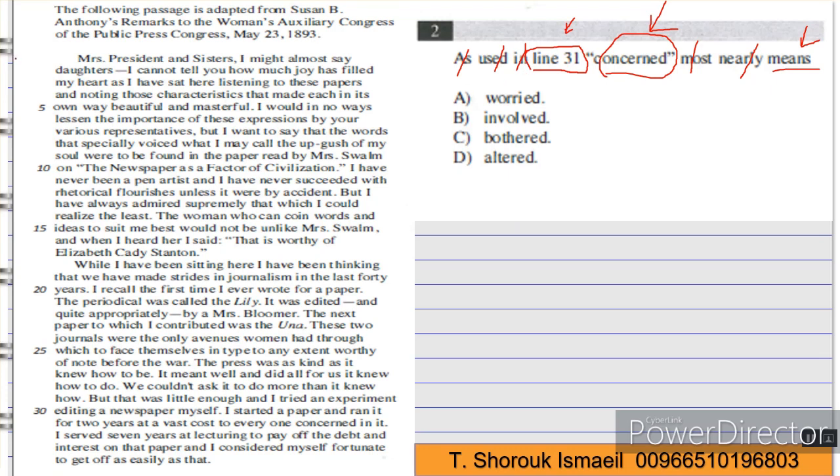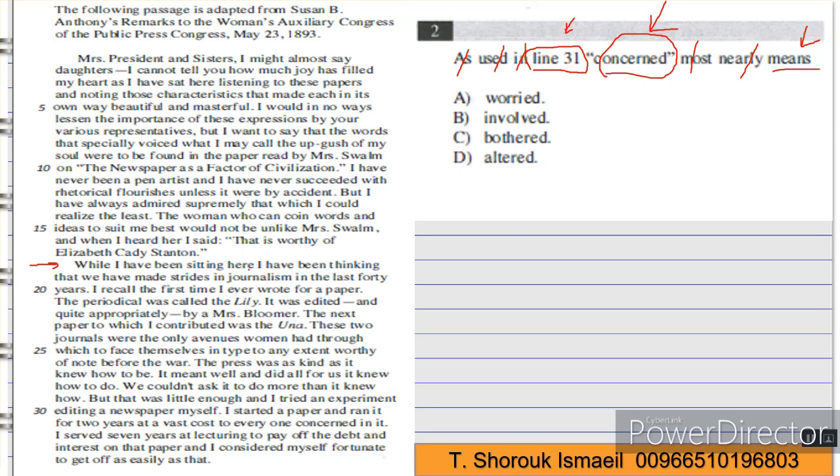Okay? So let's come to line number 31. Remember our tip? We said that we don't start reading from line 31. So where should we start? We need to start before it. If you have time, you can start from this paragraph, and I prefer to start from this paragraph because we need to have some more explanation.